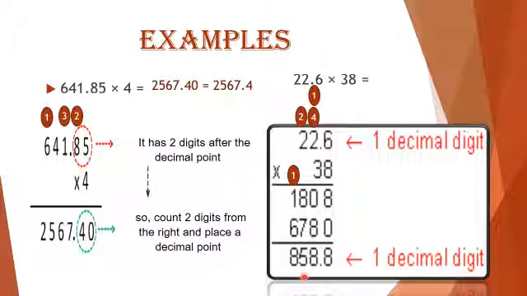Now we are going to place the decimal point. I look at this number. It has 1 digit after the decimal point. So I count 1 digit from the right and I place the decimal point. Then the answer is equal to 858.8.